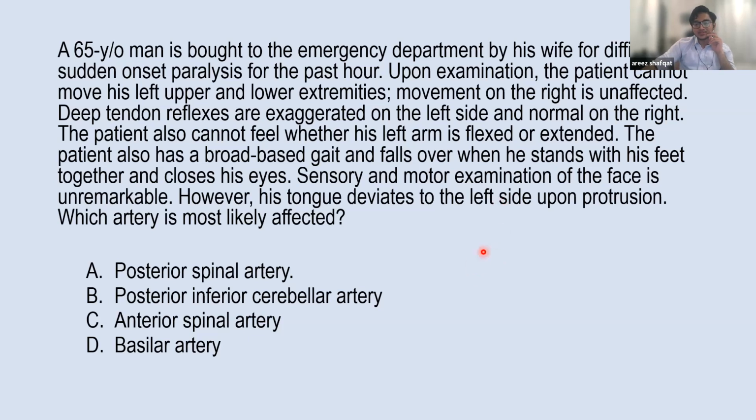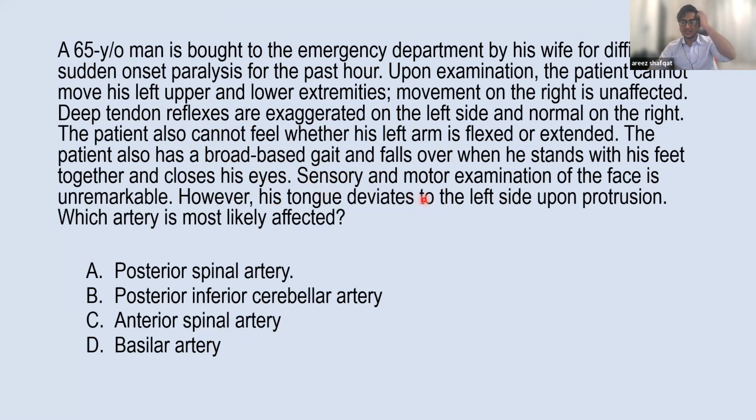Okay. So let's figure this out. So this person cannot move the upper and lower left part of this extremity, so has paralysis. So automatically you know it's a midline lesion. Deep tendon reflexes again. All right. He has a broad-based gait, which means the medial lemniscus is affected, so midline lesion. Sensory and motor exam of the face is unremarkable. So sensation is normal. So again, it's not a lateral lesion.